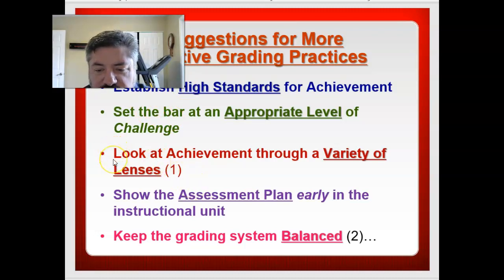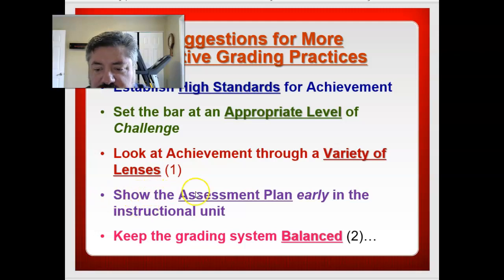Remember, look at achievement through a variety of lenses. What does this mean? This means provide a variety of opportunities. Test skills for the students that are natural athletes. Test knowledge for your students that may not be natural athletes, but can understand how things go together. Look at how students apply the skills they learn in a game setting, and also see if there's a deeper level of understanding. Remember, we don't just take one test. We use a variety of different assessments to look at achievement.